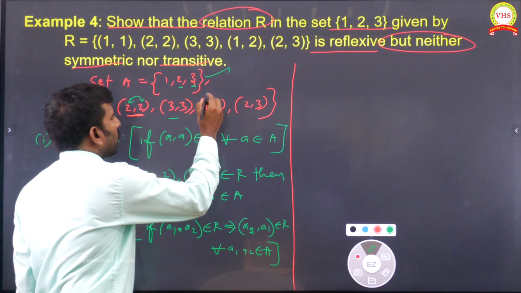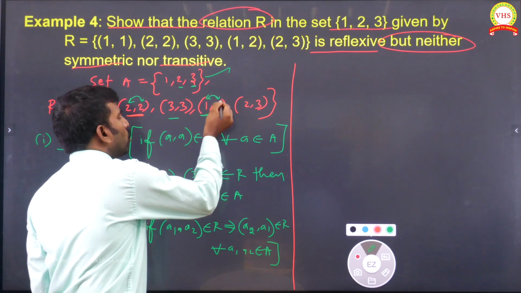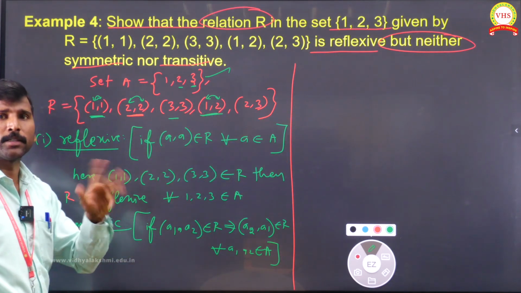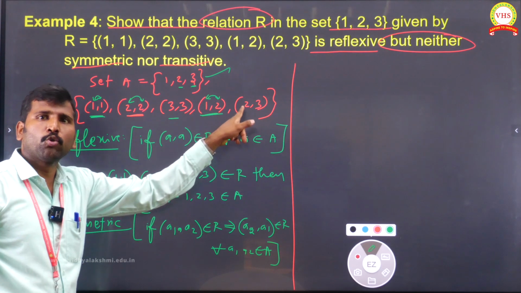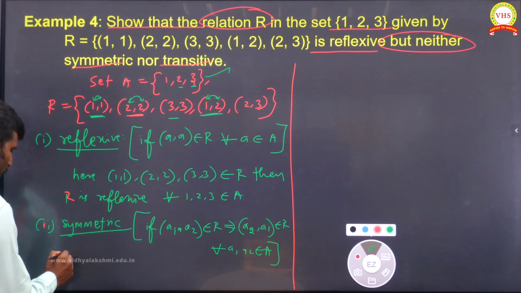But here 1 comma 2, if you take and change this, what? 2 comma 1. 2 comma 1 is not in R. So not symmetric. That's it. So which is not there, that you take. Even 2 comma 3 you can take. 2 comma 3 is there, 3 comma 2 we don't have. So not symmetric.